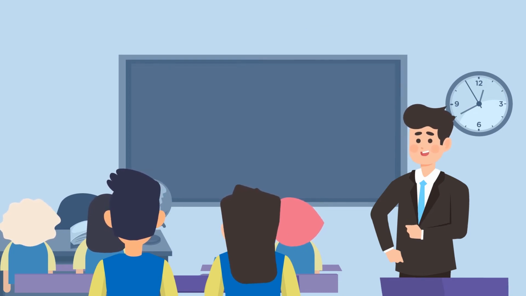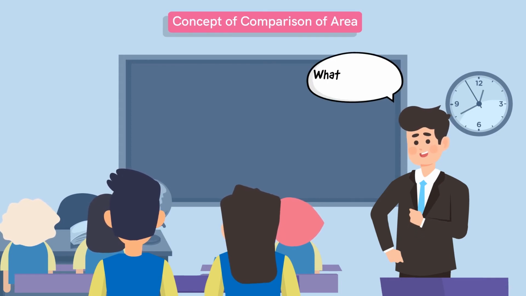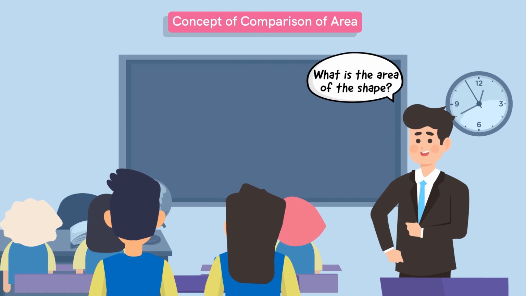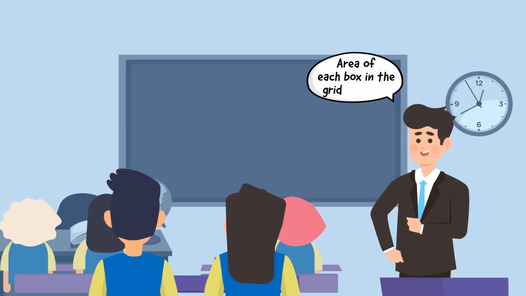Now, to lead to the concept of comparison of area, ask the students, what is the area of the shape? Mention that the area of each box is equal to 1 centimeter square. For this question, the students will respond by multiplying the area of one box with the number of boxes.